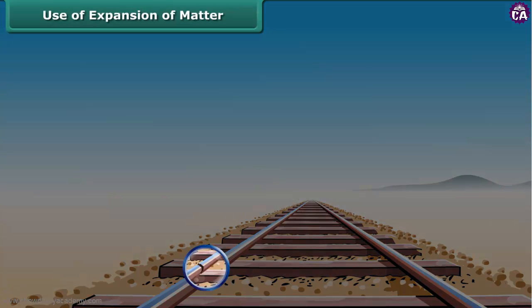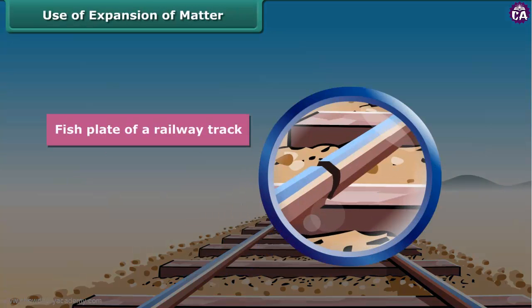A small gap is left between the rails of a railway track where the two rails are joined with the help of a fish plate. The gap is left to allow space for the expansion of rails in summer.